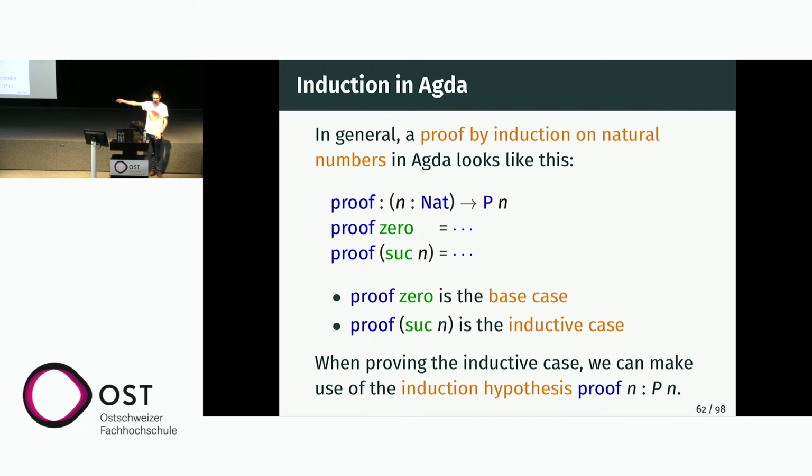Here it's really crucial that the termination checker is running, because we only want to use the proofs for cases that have already been proven before. So it has to be terminating, otherwise this would not be a valid proof. Okay.